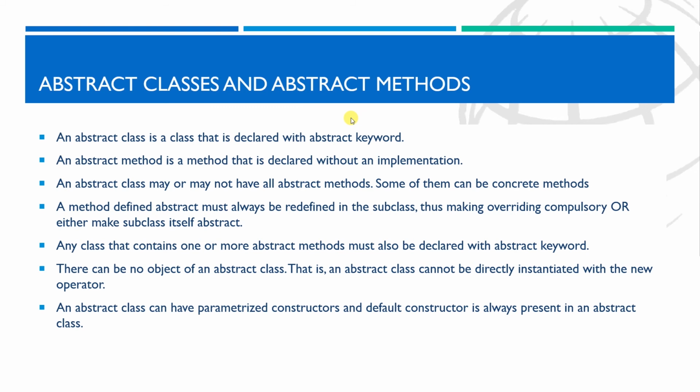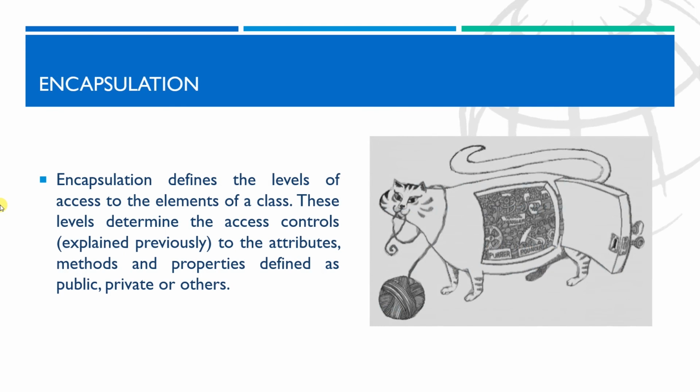There can be no object of an abstract class. That is, an abstract class cannot be directly instantiated with the new operator. An abstract class can have a parameterized constructor, and a default constructor is always present in an abstract class.